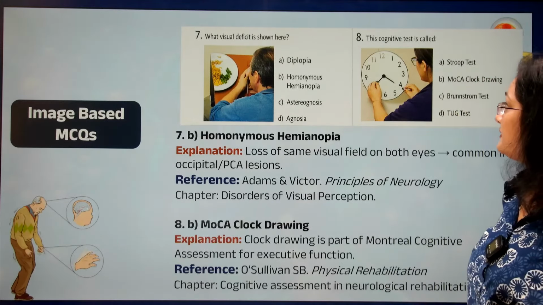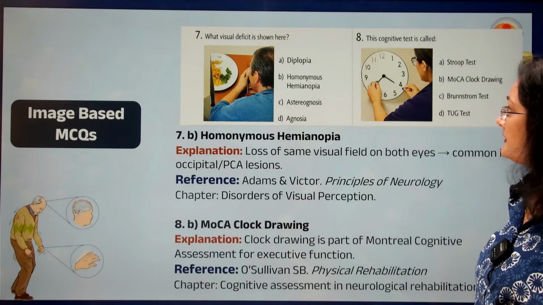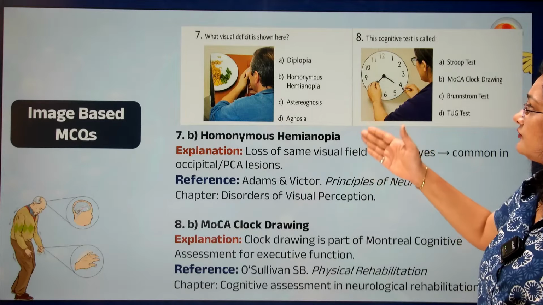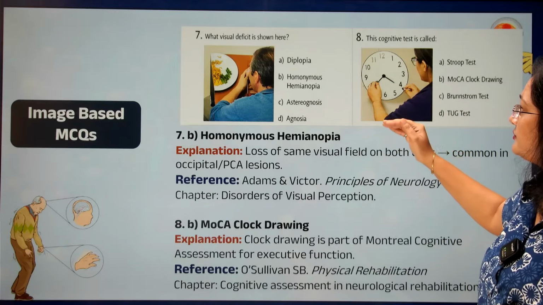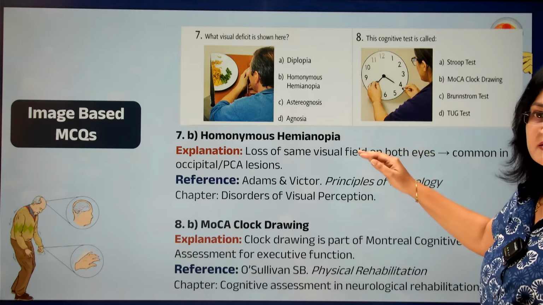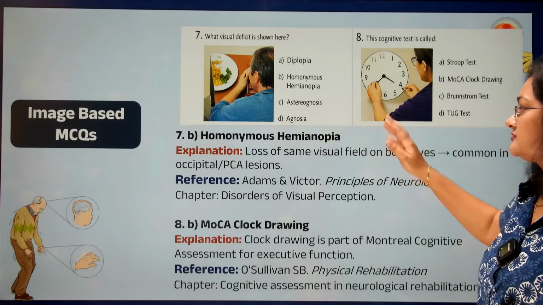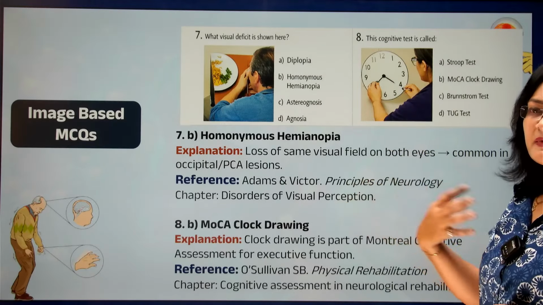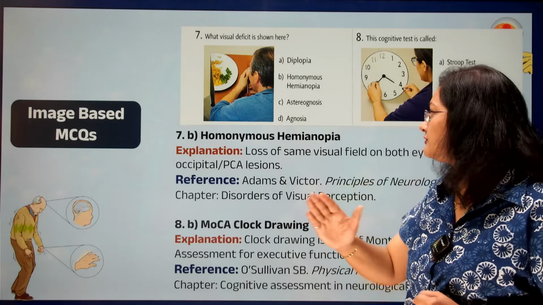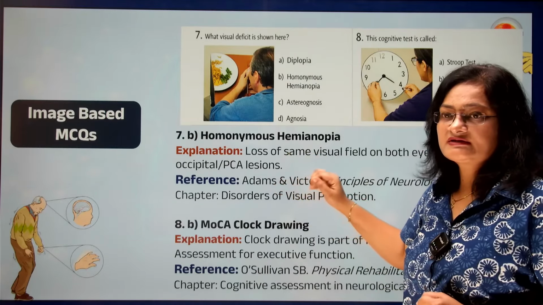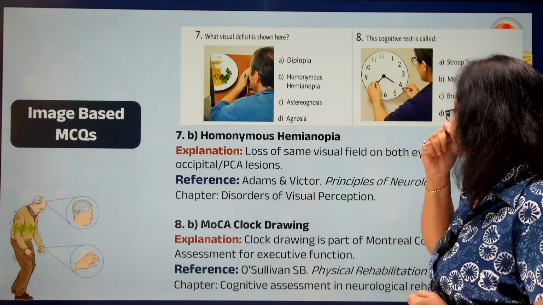Which visual deficit is shown here? The patient is only perceiving half of the plate. So is it diplopia, homonymous hemianopia, astereognosis or agnosia? The patient is perceiving from only one half of the visual field, that is homonymous hemianopia.